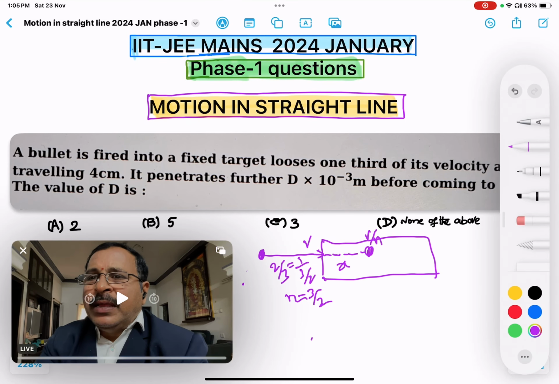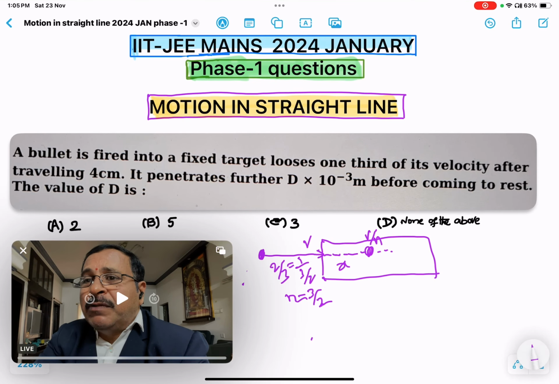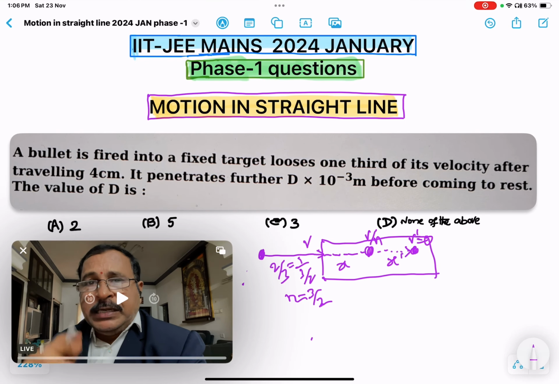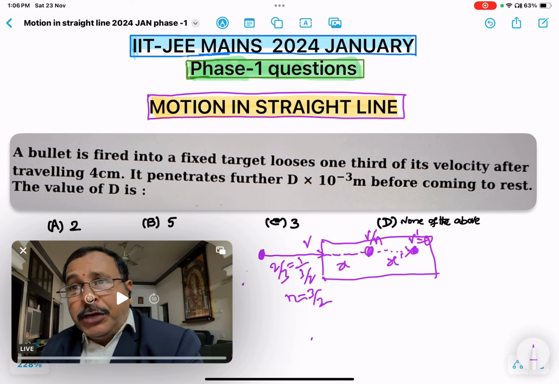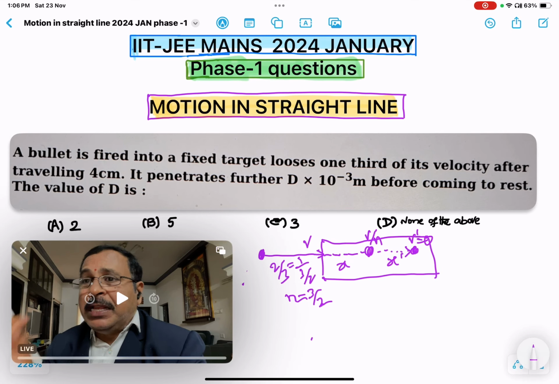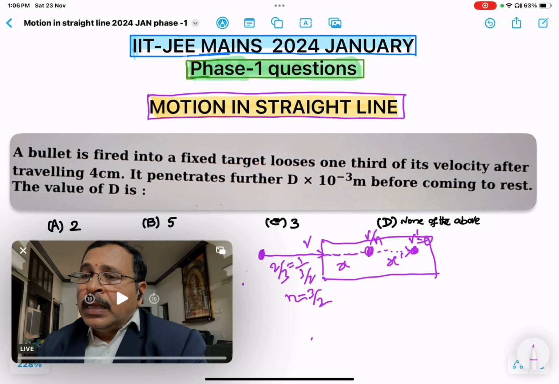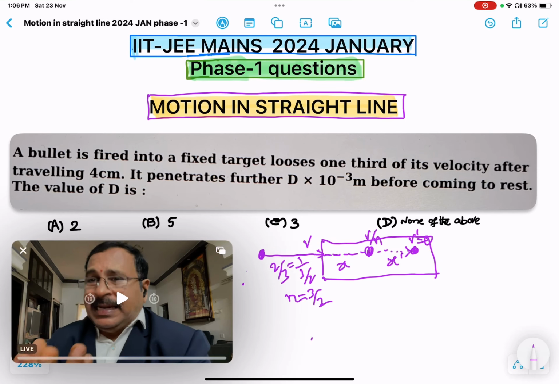Now if you substitute this value in the equation, x dash is the further distance covered by the bullet before coming to rest. The bullet is coming to rest, so the final velocity is 0. First it strikes the wooden plank, gets penetrated into it, covers x distance. During that process 1/3 is lost. The remaining velocity is v by n after covering x distance, that is 4 centimeters. Then after covering a further distance, that is x prime, it comes to rest.